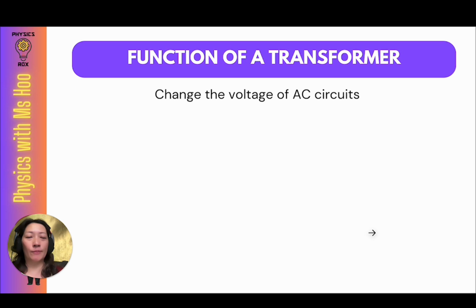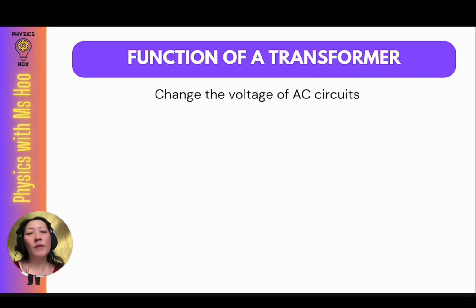So one thing you should be aware of about transformers is that they only work with alternating current. In your syllabus, you have to know that transformers do not work with direct current. So that's why in the function here, it's written that it's specifically to change the voltage of alternating current only. We'll go into more detail about how a transformer is able to change the voltage shortly. For now though, let's just go through the types of transformers.